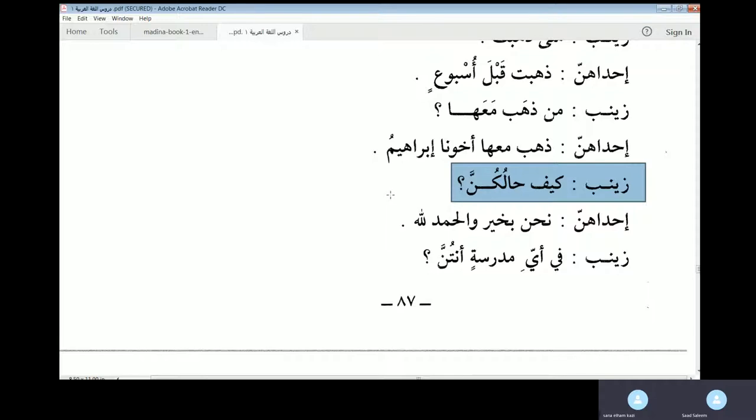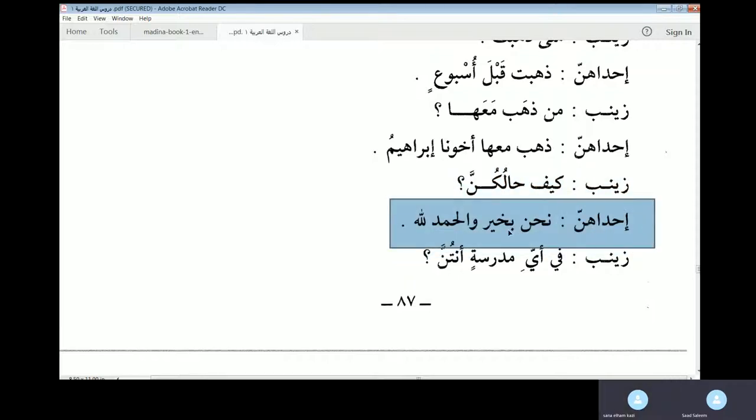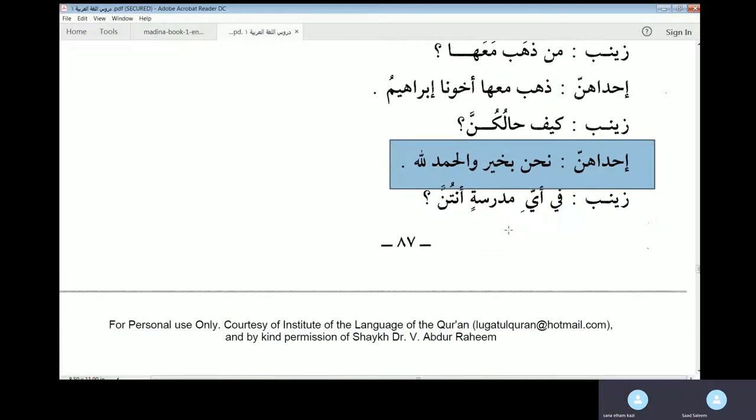How are they? No. Kunna. Yes, you all. Correct. How are you all? Aap sab kaisi hain? نحن بخير والحمد لله. We are all good, thanks to Allah subhanahu wa ta'ala.